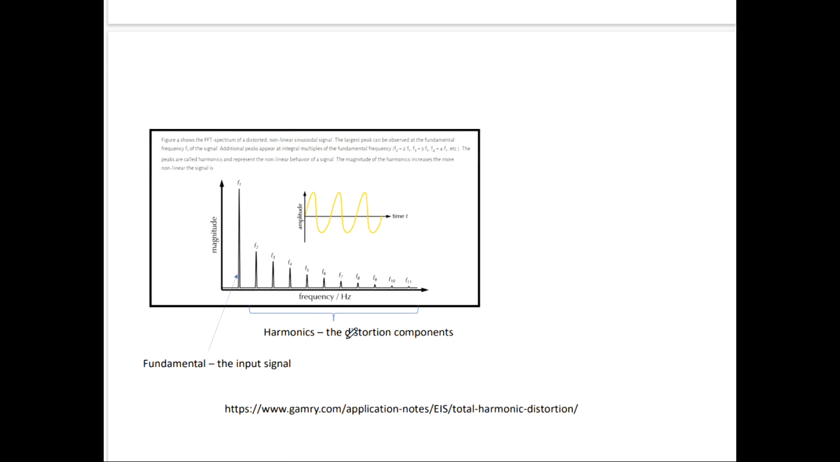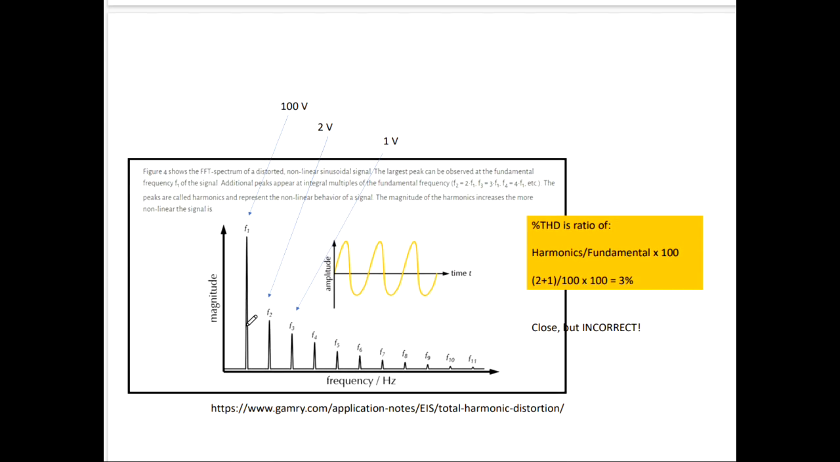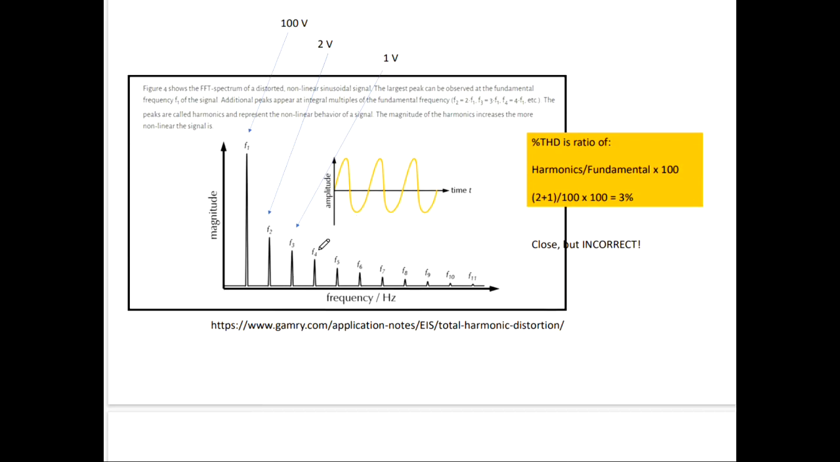Let's return to harmonic distortion. What percentage of this stuff exists relative to the fundamental is what we're asking in this case. That's what we're asking. So, total harmonic distortion is a ratio of the harmonics to the fundamental times 100%.